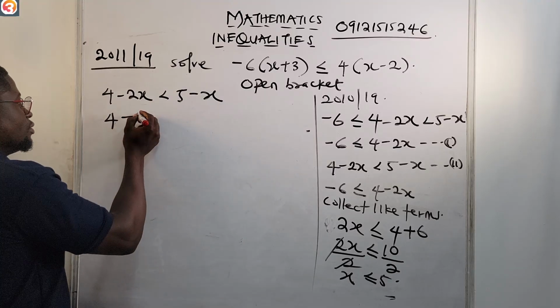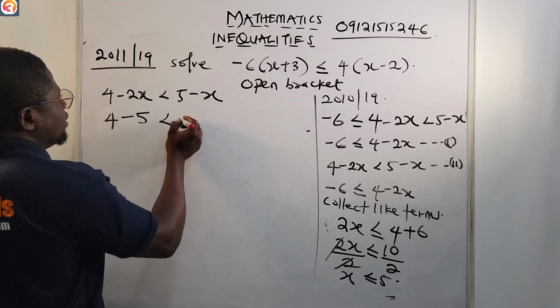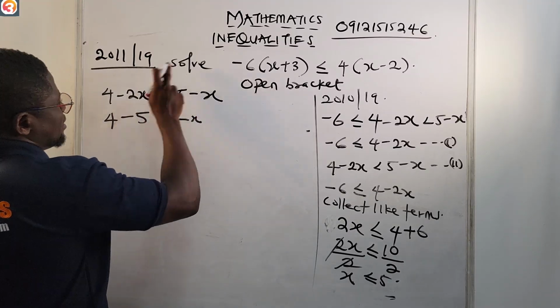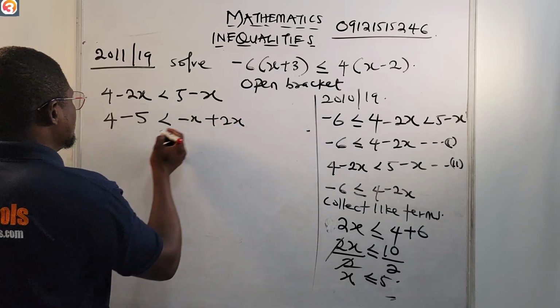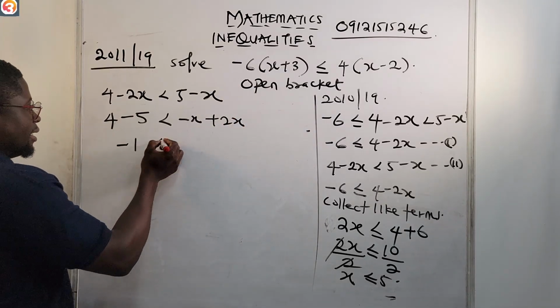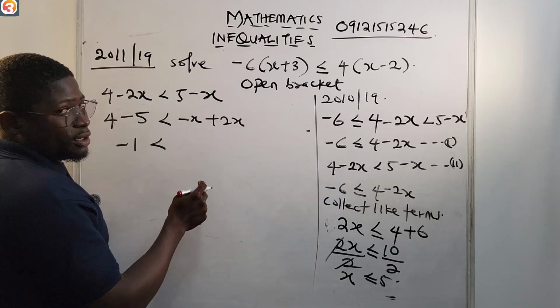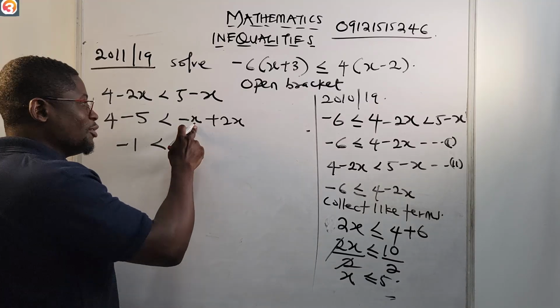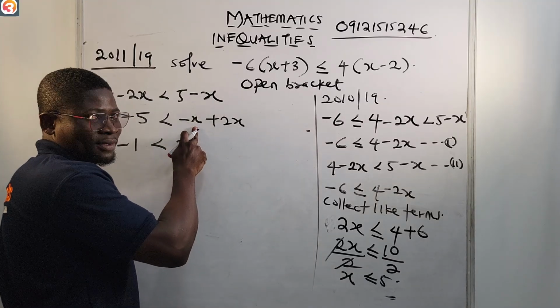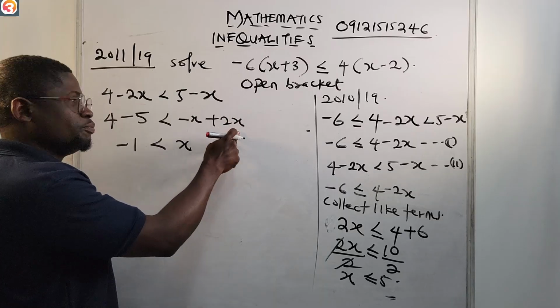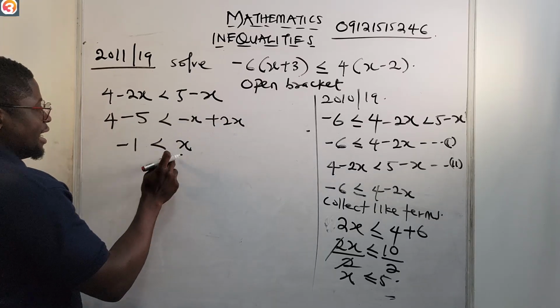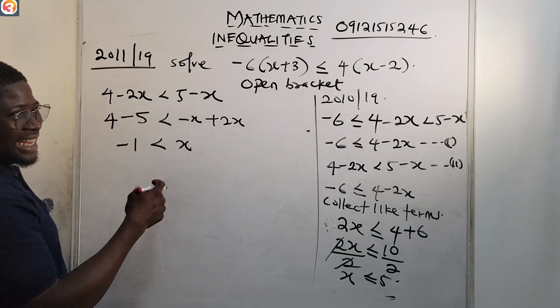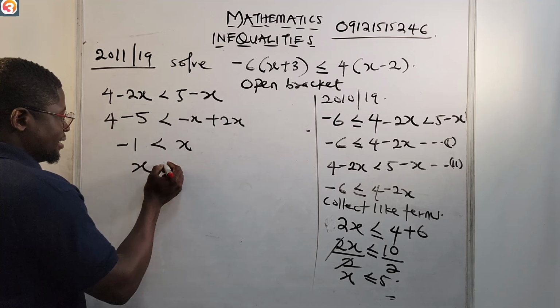If it is crossing, it turns to what? Minus 5. Then less than minus x. Then minus 2x is crossing, it turns to what? Plus 2x. So 4 minus 5 is what? Minus 1. Less than what now? Minus x plus 2x is what? Is x. You are owing 1 naira. Okay, 1x, but you have 2x. You pay, you still have 1x left. So x is what now? Minus 1 is less than x. Or you can say x is greater than what?